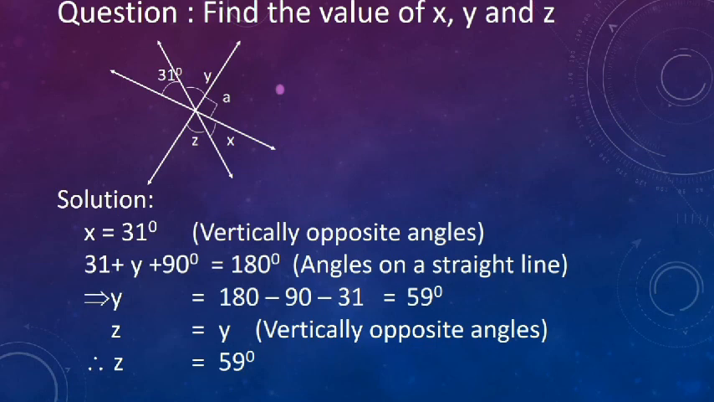So we can write 31 plus y plus 90 degrees is equal to 180 degrees, and hence the value of y is 59 degrees. And now the angles z and y are vertically opposite angles. Therefore they have equal value. That means z is also 59 degrees. So we have got all the values. x is equal to 31 degrees, y is equal to 59 degrees, and z is equal to 59 degrees.